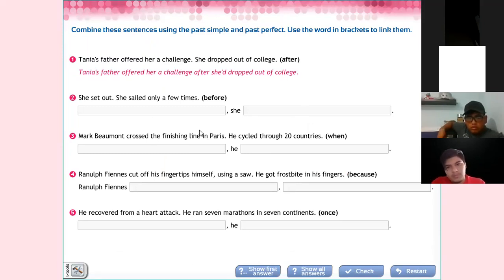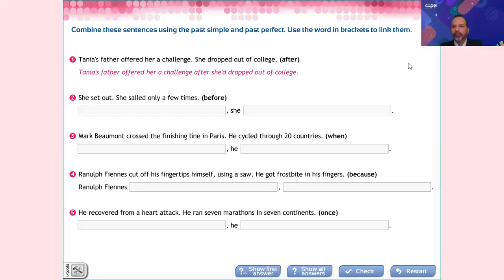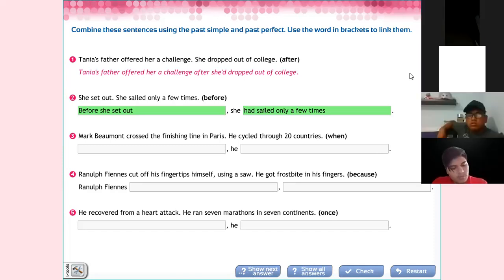She sailed only a few times before she set out. Repeat. She sailed only a few times before she set out. Before, oh, you can say before she set out, she had sailed, no? Only a few times. She had sailed only a few times, okay? Thank you, Camila.